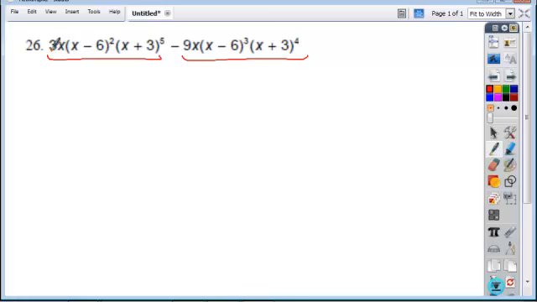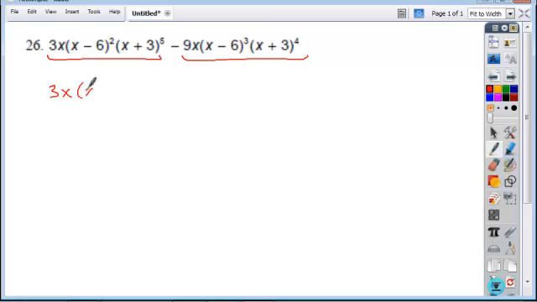So let's look at the numbers, 3 versus 9. What common factor can you remove from 3 and 9? Take out a 3. And move to the next base, x. Do each of these groups contain a factor of x? Yes. Take out the smallest power, which is 1.